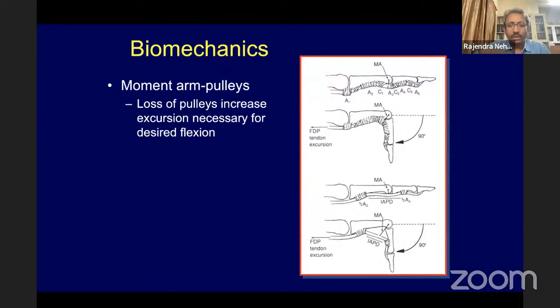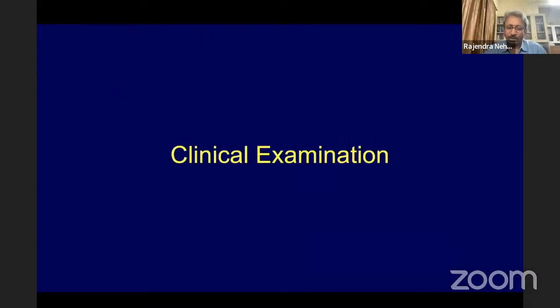So this is the moment arm of the pulleys. Loss of pulleys will increase the excursion necessary for desired flexion. So why should your A2 and A4 pulleys be kept intact? Because if there is bowstringing, it will need more excursion of the tendon, and that excursion is not possible because we are dealing with a fixed length of flexor tendon and muscle, whatever is required by nature for that particular length of the hand and finger. So if we don't keep the pulley intact, the tendon excursion will be more and the finger will not flex. It will not completely go into the palmar crease.